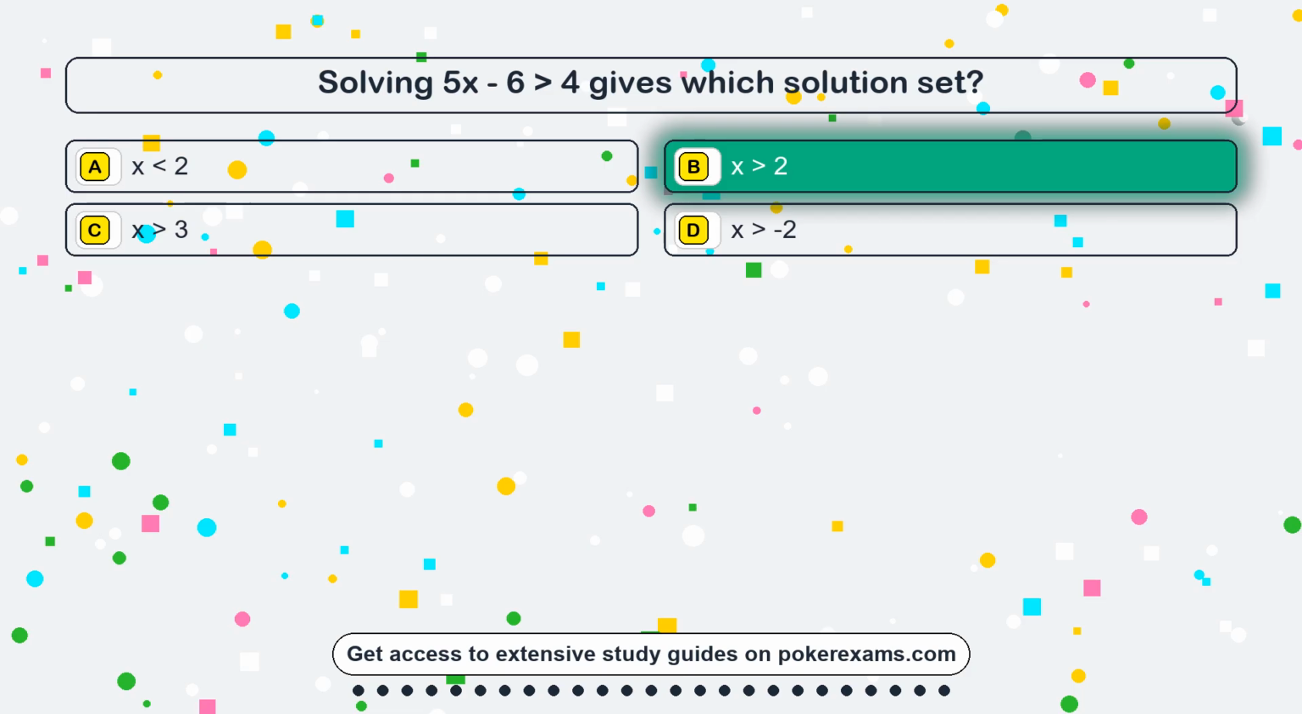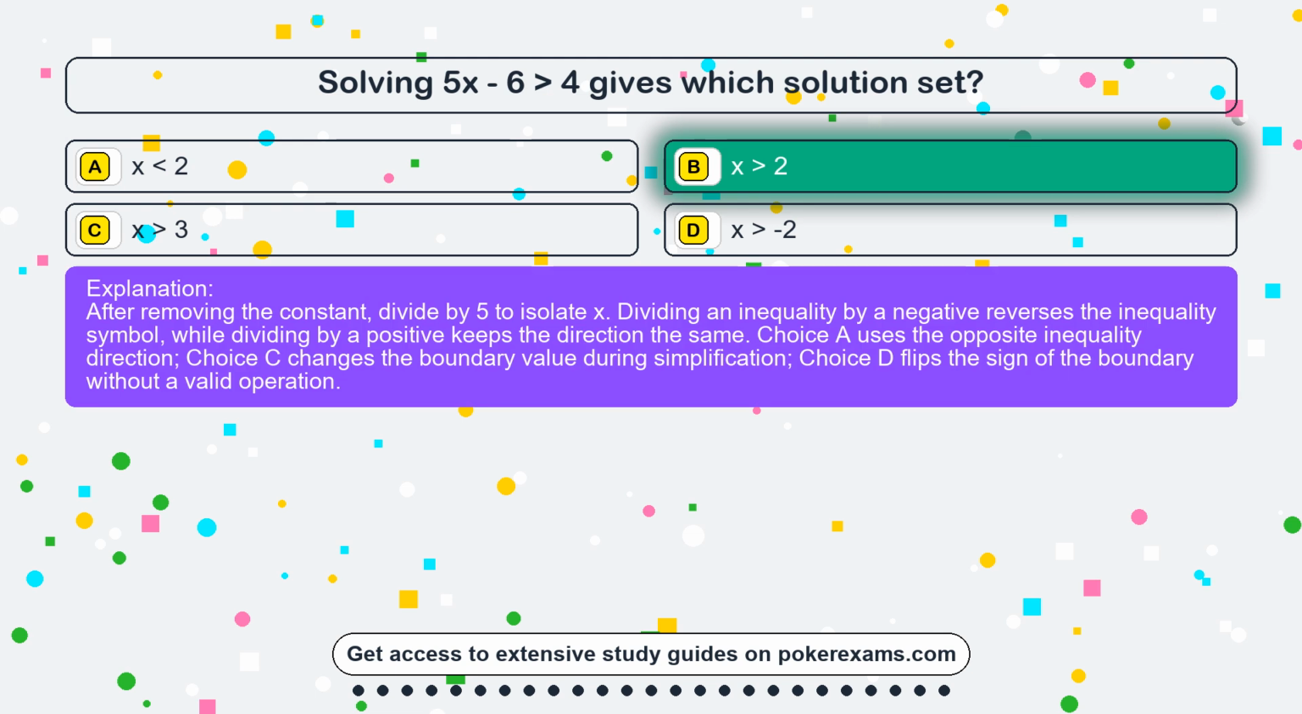The correct answer is option B, x greater than 2. After removing the constant, divide by 5 to isolate x. Dividing an inequality by a negative reverses the inequality symbol, while dividing by a positive keeps the direction the same. Choice A uses the opposite inequality direction, choice C changes the boundary value during simplification, choice D flips the sign of the boundary without a valid operation.